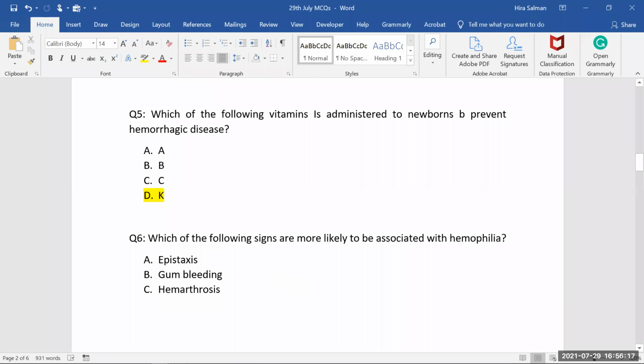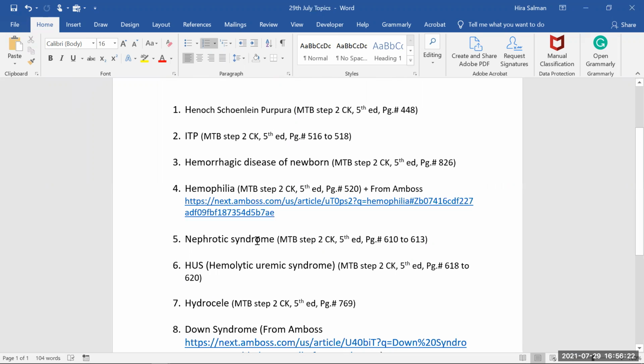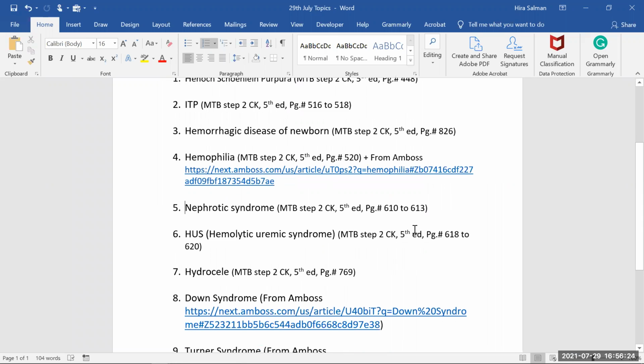Okay, then for the next one, we have to go for the theory first. We go for hemophilia. Hemophilia is not covered in much detail in MTB, so let me take you to Ambos first, and then I will take you to MTB as well.